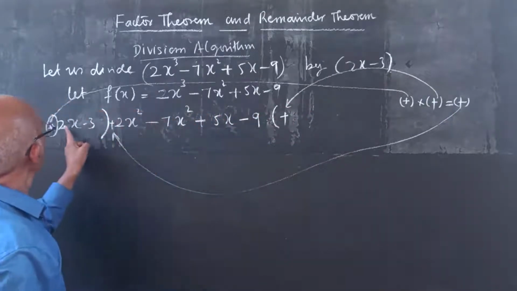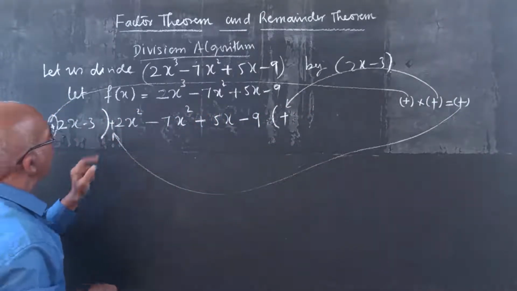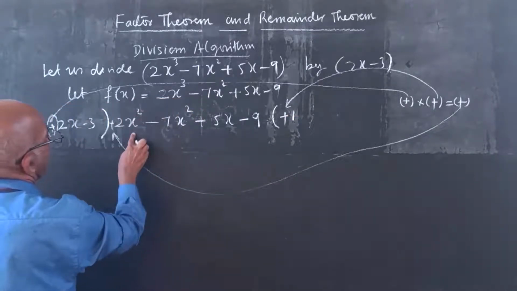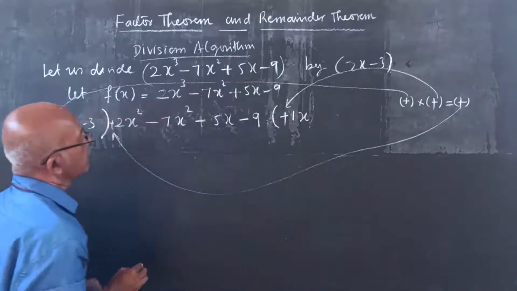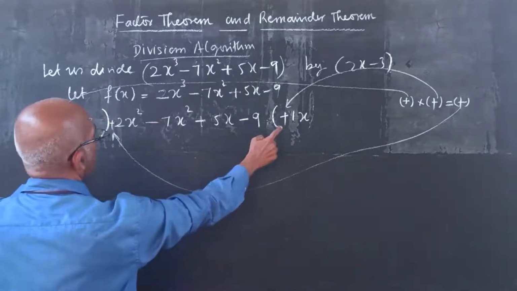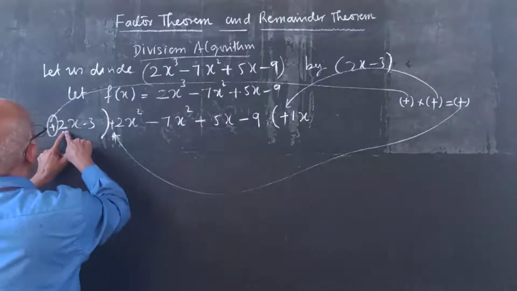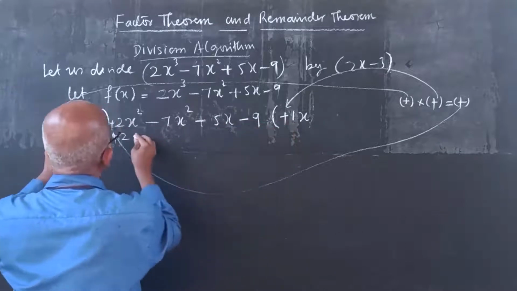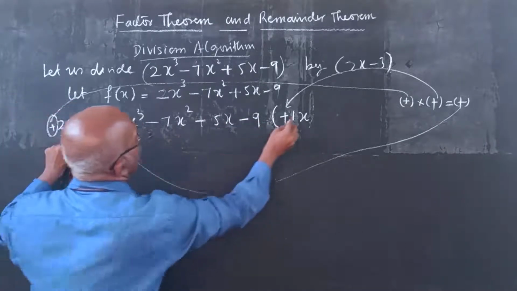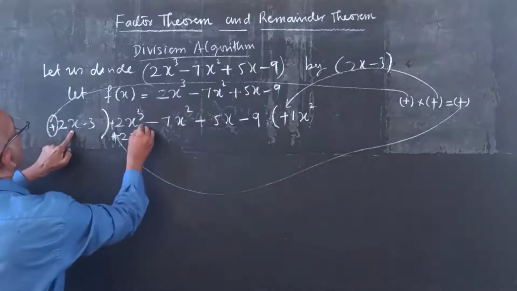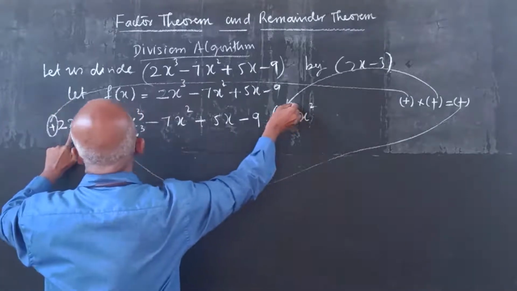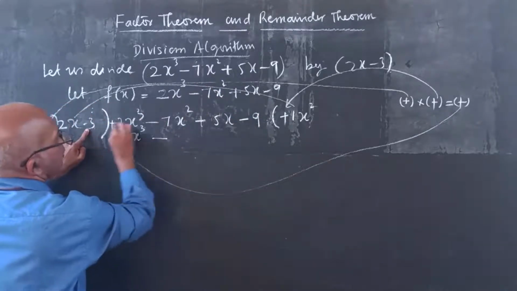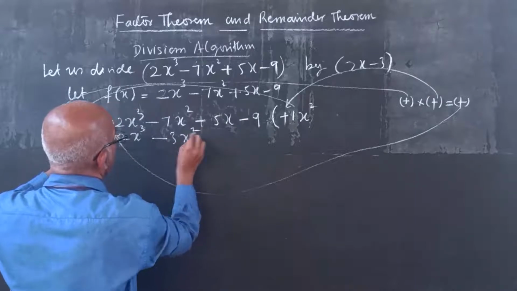Plus 2 is there. I want 2, so it should be 1. Then x is there. I want x square, so I should write here x. Now plus into plus: plus 2x into 1x, 2 into 1 is 2, x into x, so it should be x square. Here you will get 2x cube. Now you have to multiply this with the second term: plus into minus, minus 3 into 1, 3x square.